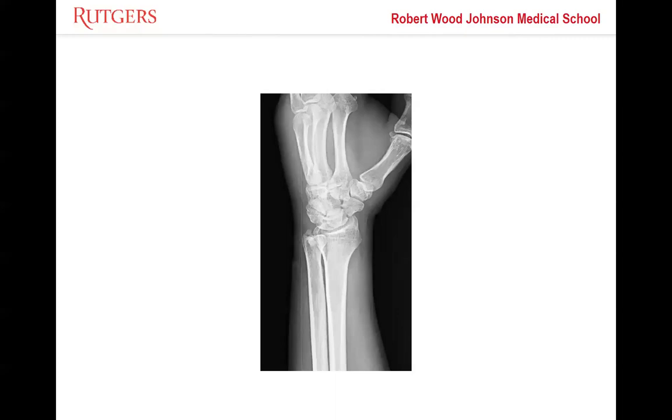So if it is displaced, a scaphoid fracture, how should we treat a displaced scaphoid fracture? Yeah, I think the literature would push us more towards surgery. But are we convinced that it's displaced?